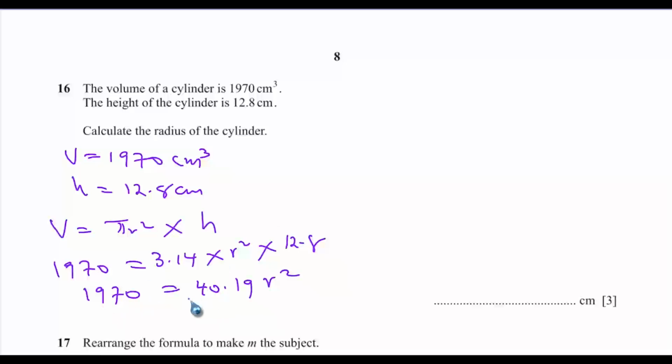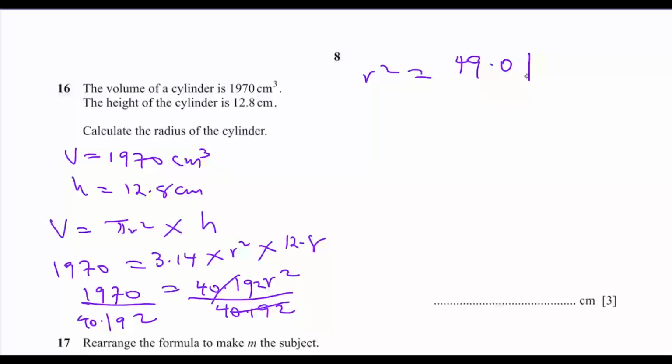Now finally we need to divide both sides by 40.192 to get the value of r. So this will cancel this, we're left with r squared here. So we have r squared to be equals to 49.01. So we can now take square root of both sides. That will be the square will cancel the square root here.